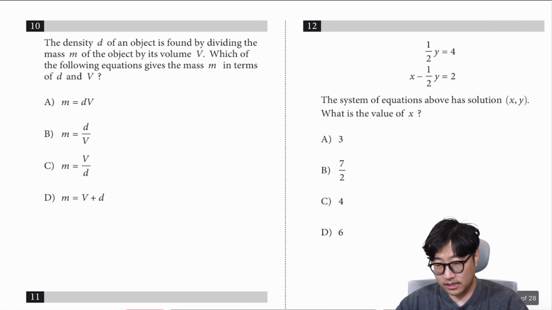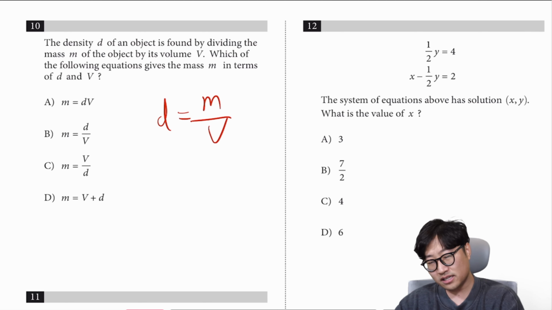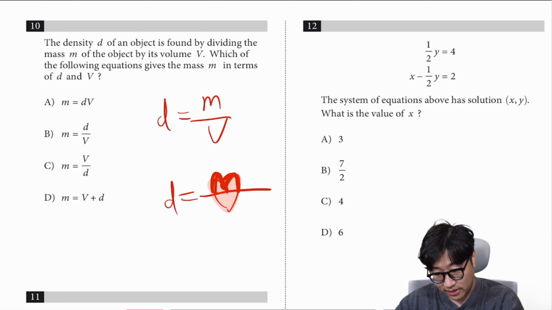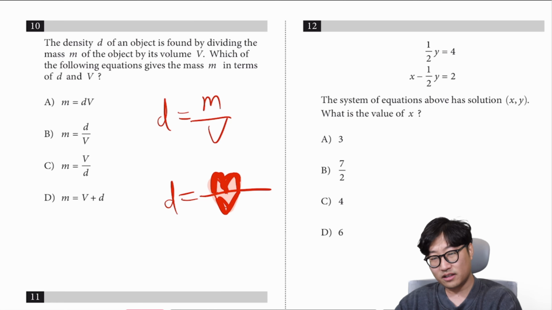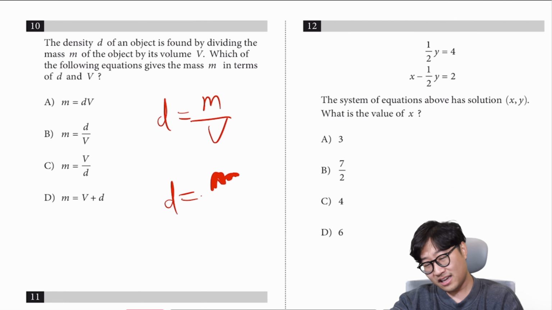Number 10, the density of an object is found by dividing the mass by the volume. You should really know that. Did you guys know that density is equal to a broken heart? You can kind of see it's like a broken heart, with the M on top and the V at the bottom. I feel like it was my chemistry teacher from high school who told me about this, and I never forget it.